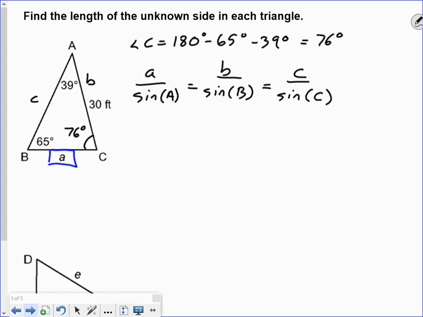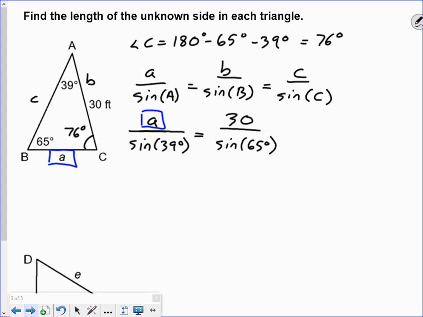And just like we did when we were working with sine, cosine, tan, let's start filling in our given information. We don't know what A is. That's the thing that we're trying to find. I'm just going to highlight it again. That's what we're solving for. But we know what angle A is, so we can fill in that angle A is 39 degrees. The length of side B is 30 feet, so we'll just put 30 here. Angle B is 65 degrees. So on the bottom there, sine of 65 degrees. And then C, we don't know the length of side C. We do know that angle C is 76 degrees, so we'll put that in there.